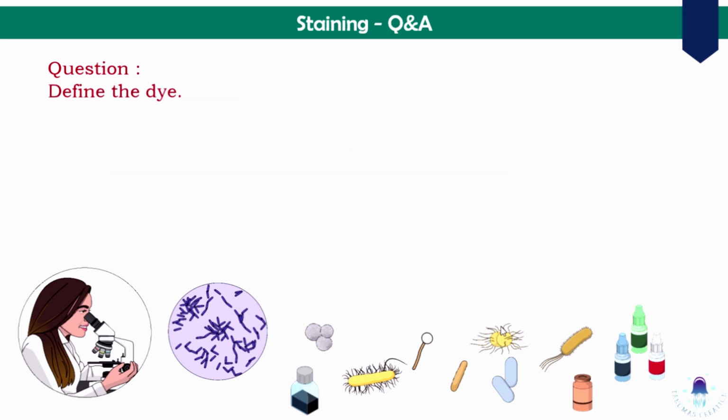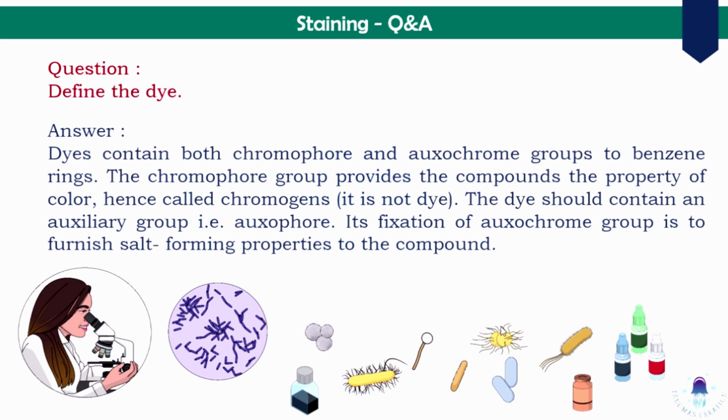Question: Define the dye. Answer: Dyes contain both chromophore and auxochrome groups attached to benzene rings. The chromophore group provides the compounds the property of color, hence they are called chromogens. It is not a dye by itself. The dye should contain an auxiliary group, i.e., auxochrome. Its function is to furnish salt-forming properties to the compound.